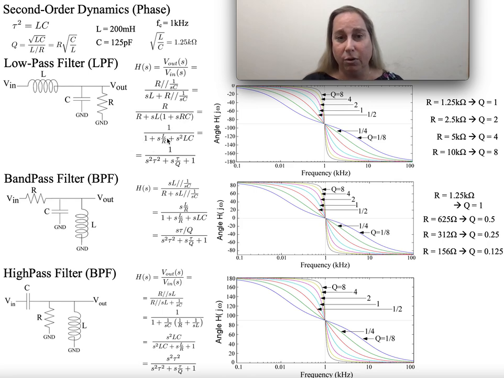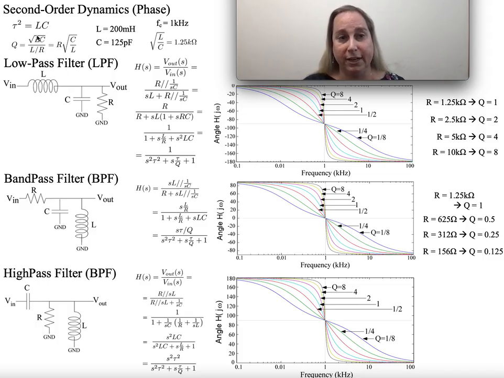get 1 over 1 plus SL/R plus S squared LC. I get the same denominator in the bottom case, but I get an S times L/R in the numerator here, and I get an S squared LC in the numerator here. Quite useful because all of these kind of fit together. These all then fit into canonical forms where I can talk about what is my tau and what is my Q. And so then I would ask, well, what is my tau, which is square root of LC?